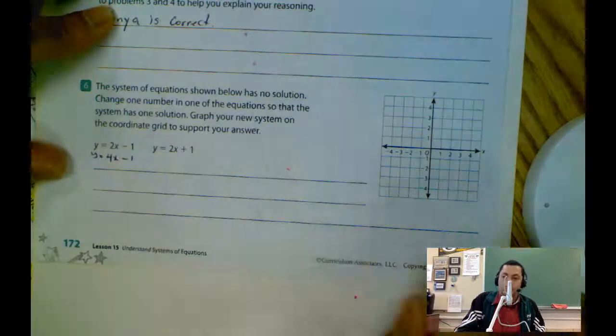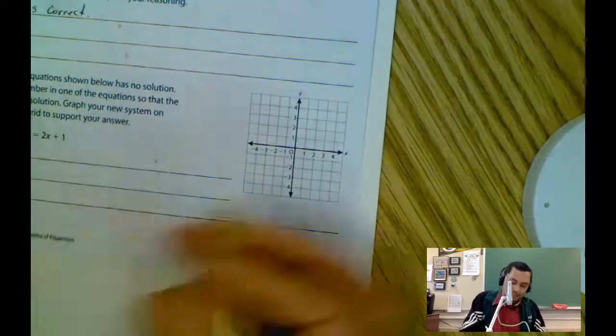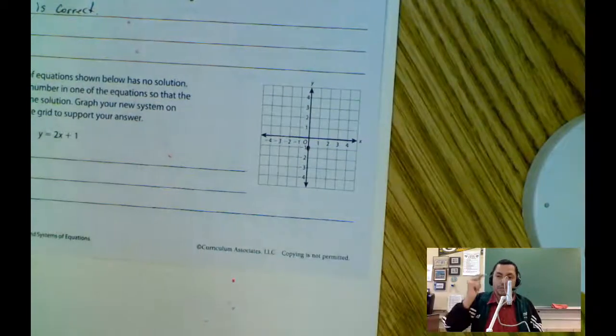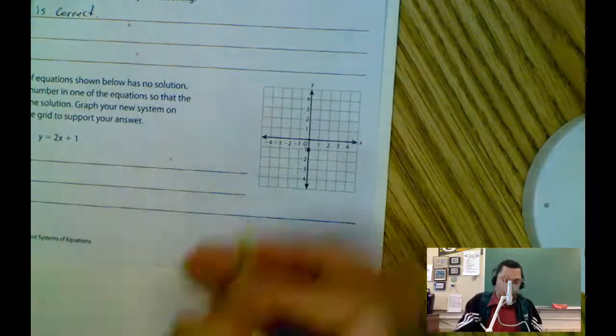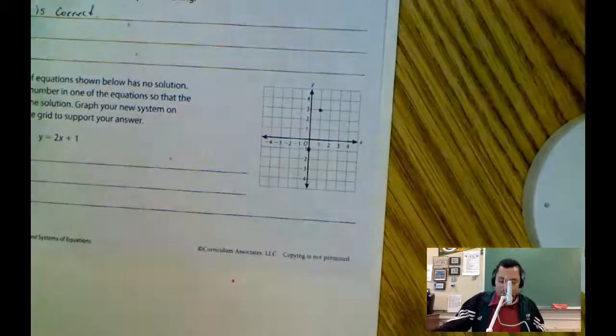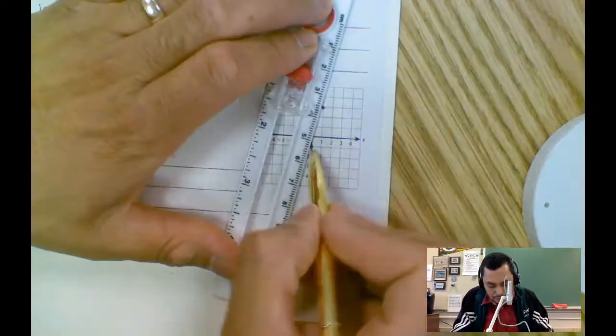So I'm going to graph it now. I'm going to start with the -1. Then I'm going up 4 units because I changed the slope from 2 to 4. So 1, 2, 3, 4, right 1. Now I'm going to graph my line.